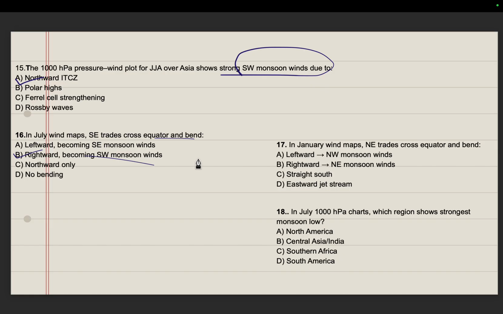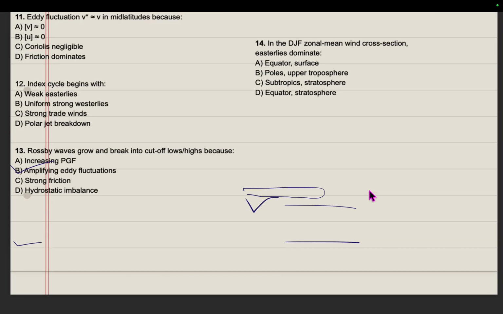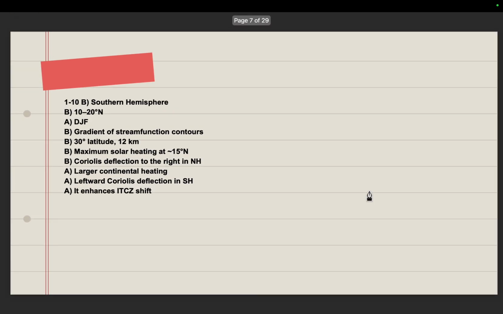Question 17. In the January wind map, northeastern trade wind crosses the equator and bends in which direction? Leftward, northwestern monsoon wind. Rightward, northeastern monsoon wind. Straight south, eastward jet stream. Option D. No, this is when there is a January wind map. The northeastern trade wind now crosses the equator and bends in the leftward direction, and now it becomes the northwestern.